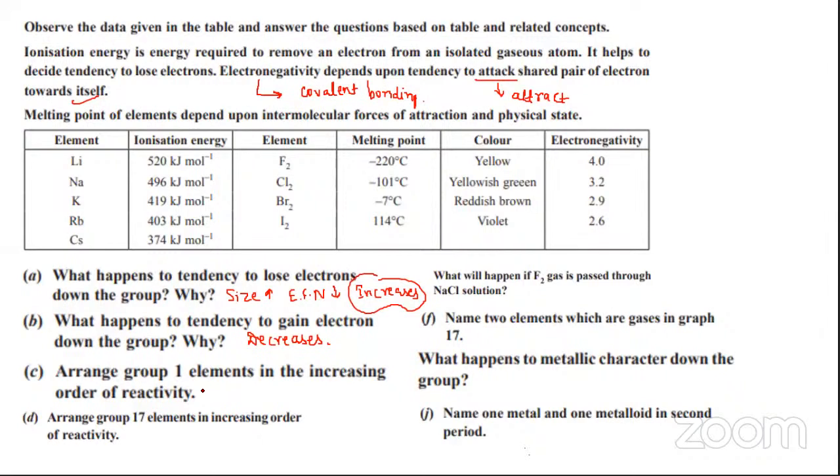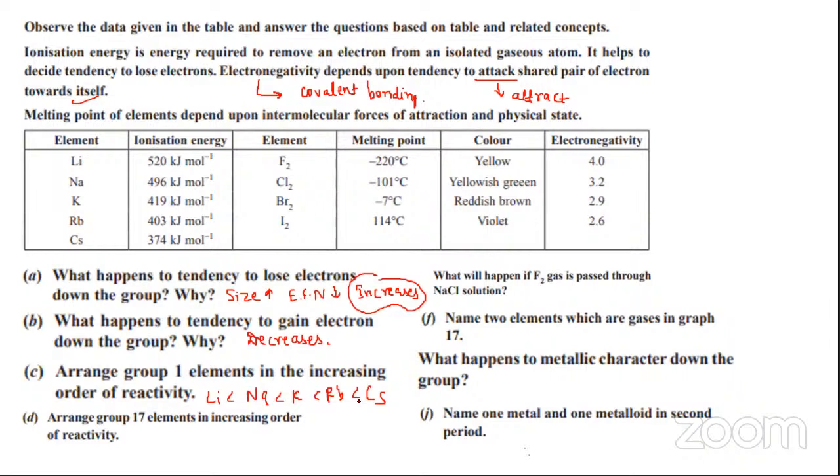Group 1 elements in the increasing order that you have already written. I'm writing it down. As you go from top to bottom, the tendency to lose electron is increasing, right? And that is why the reactivity is increasing. The easier it is to lose the electron, the more is the reactivity, right?